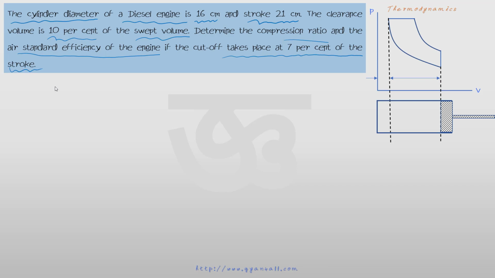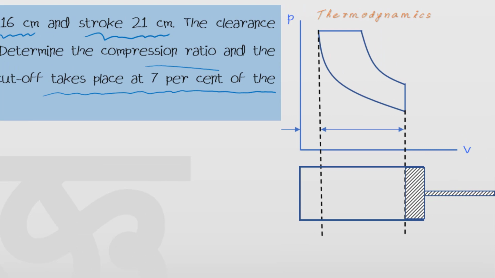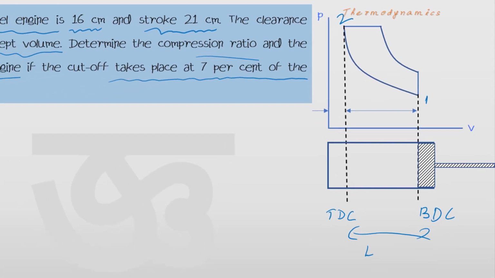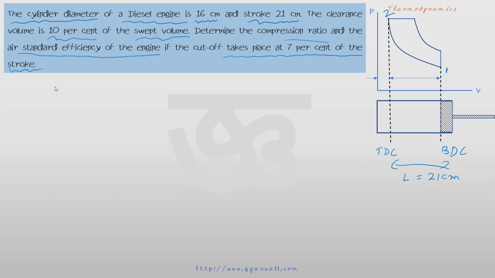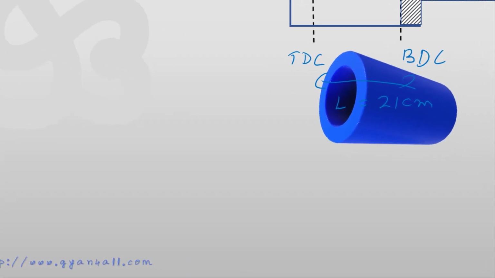In this case, the cylinder dimensions are given. You can look at the PV diagram for process 1-2, in which the piston moves from this BDC to TDC. That means this is the stroke length L, which is given as 21 centimeter, and the diameter of the engine is 16 centimeter. So engine means the cylinder diameter. So suppose this is the cylinder. The diameter of this cylinder is 16 centimeter.